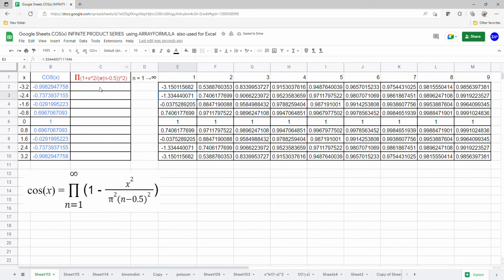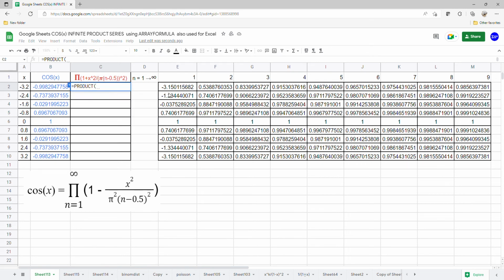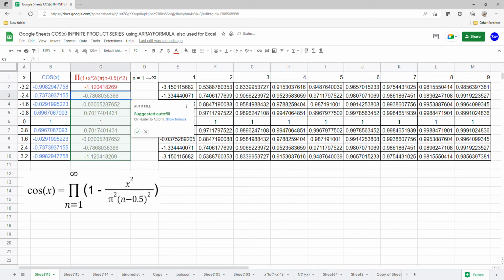Now we can complete the expansion. So array formula, or this should be product of this, because it's product. And we drag this downward. Now we can chart this.